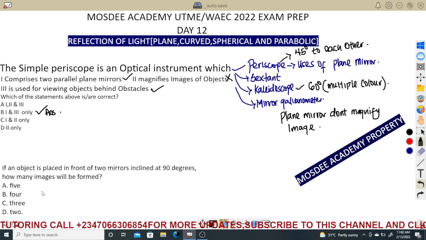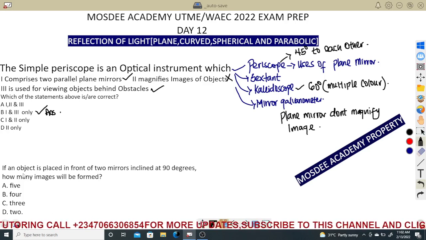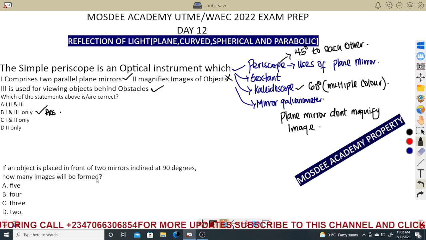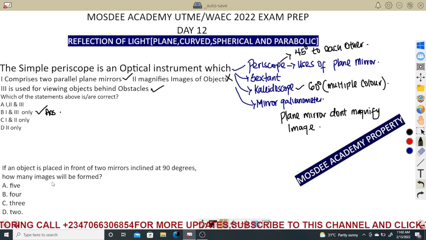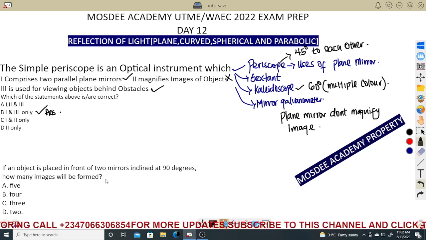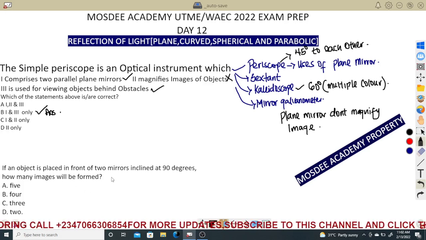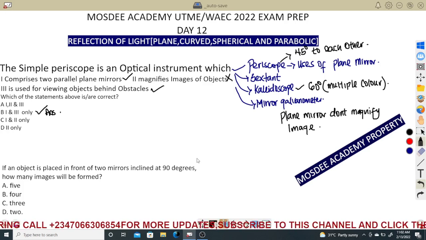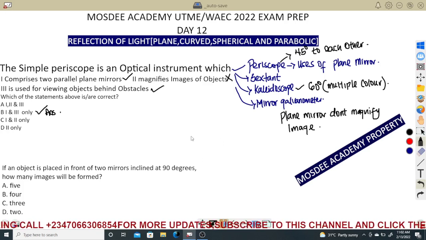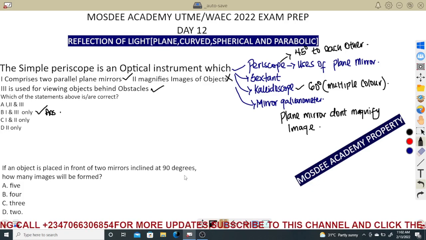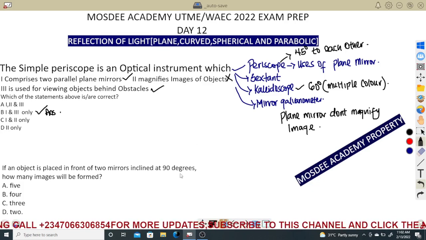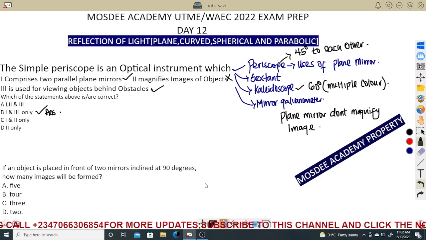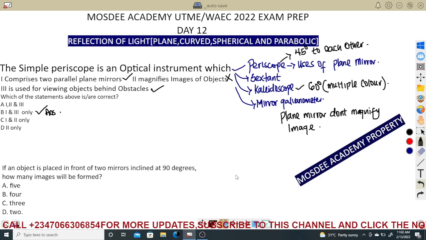The next question is: if an object is placed in front of two mirrors inclined at 90 degrees, how many images will be formed? I think this is just direct stuff that you might have studied. When you talk about the formation of multiple images in plane mirrors, it follows a kind of circle geometry. When we say circle, that is just the perpendicular bisector for the point of intersection of the image. Forget that because you don't need it. You are not an advanced level student.